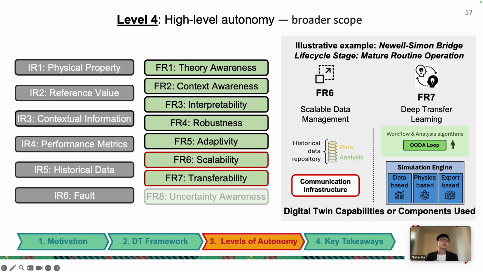And in the illustrative example, this is where we enter the mature routine operation. So basically, this will represent the long-term steady-state operation of the bridge, and this is normally 2 years after commissioning. And FR6 is now represented by the scalable data management of the communication infrastructure and different data repositories. And FR7 manifests to this deep transfer learning mechanism for both the downstream design module and the simulation engine itself.